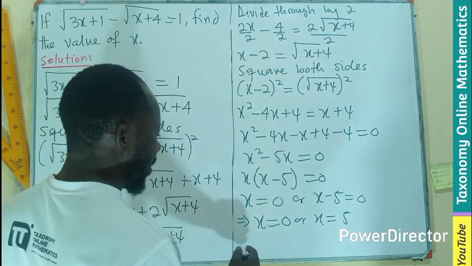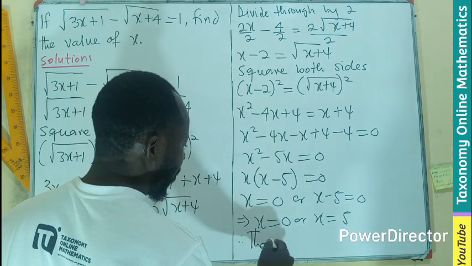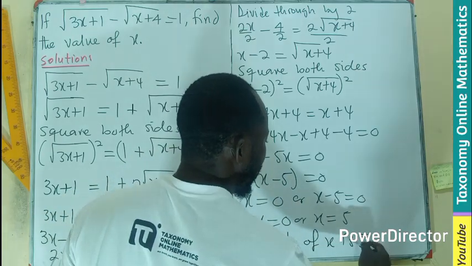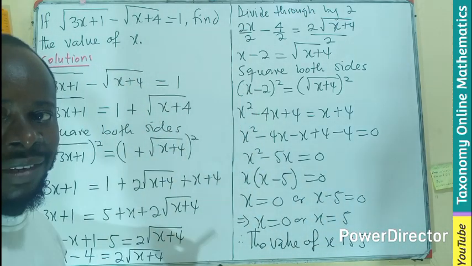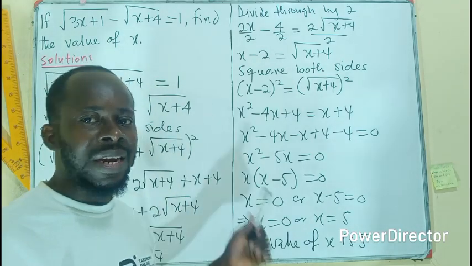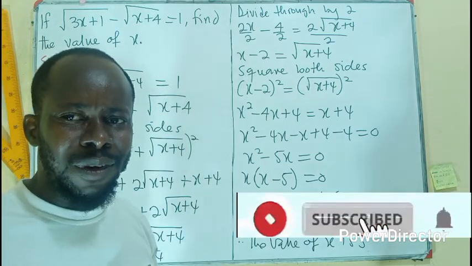So we can say that, therefore, the value of x is only 5, not 0 and 5. The 0 will not work because it does not satisfy the equation. I believe you follow through.